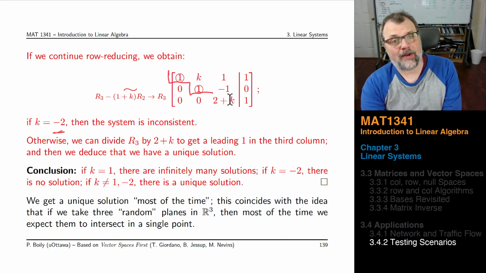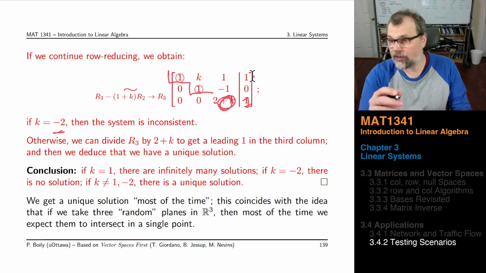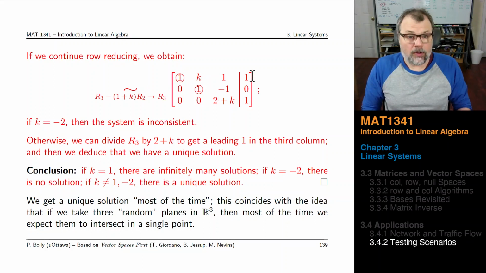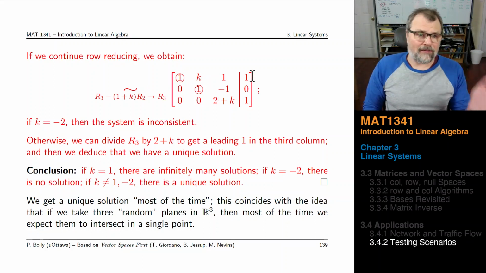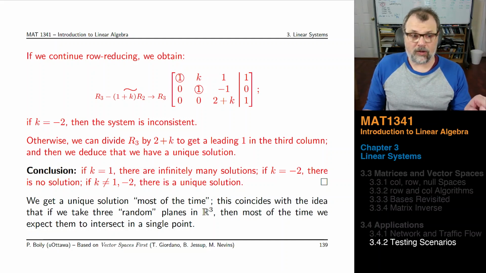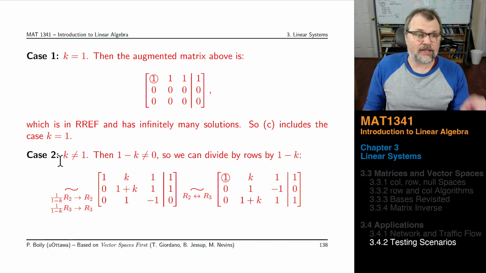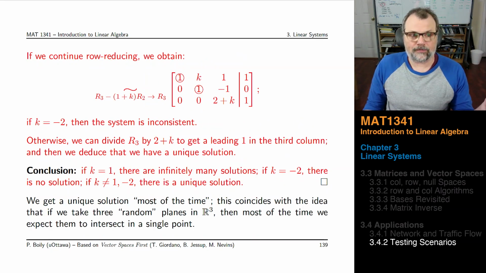Because if k is equal to minus 2, then this is 0, and this is 1, and that's a degenerate, inconsistent row. One thing you have to ask yourself is, well, does it make sense for k to be equal to minus 2? Well, we are in a specific case. We're in the case where k is not equal to 1. And sure enough, if k is not equal to 1, k could, in theory, be equal to minus 2.